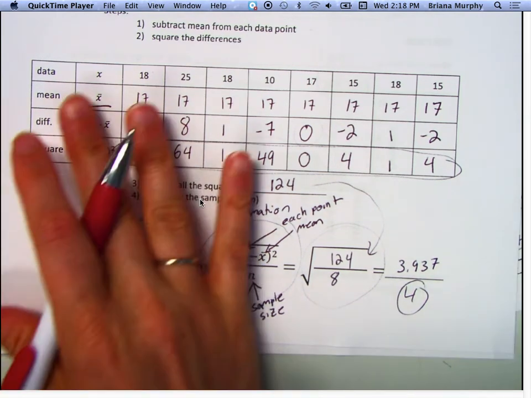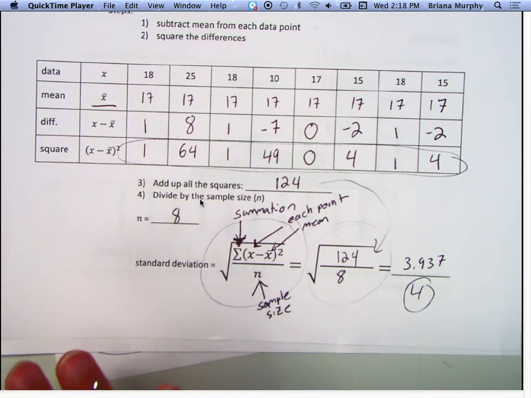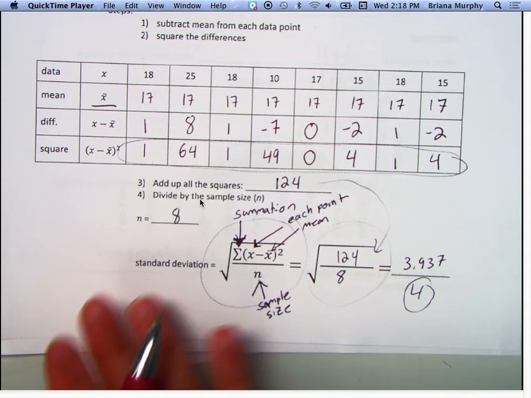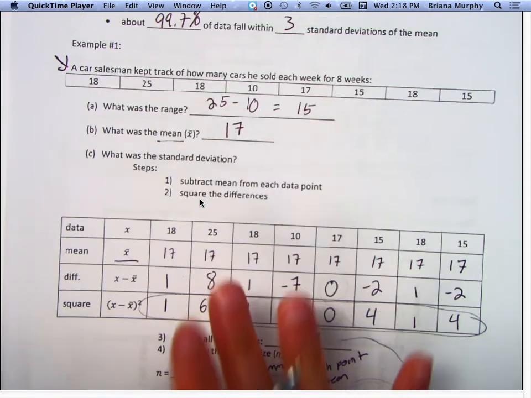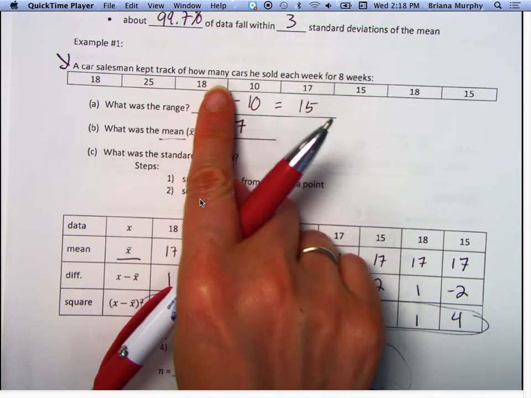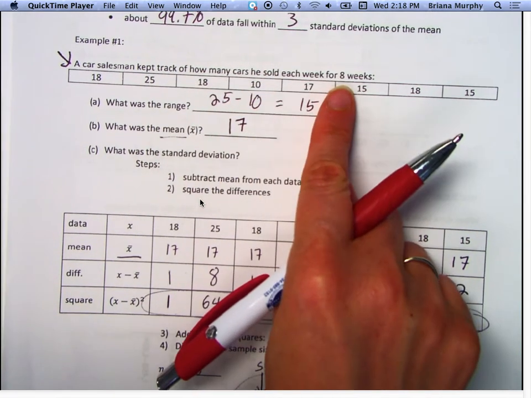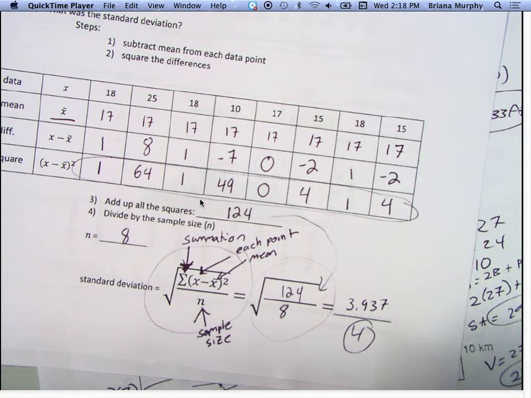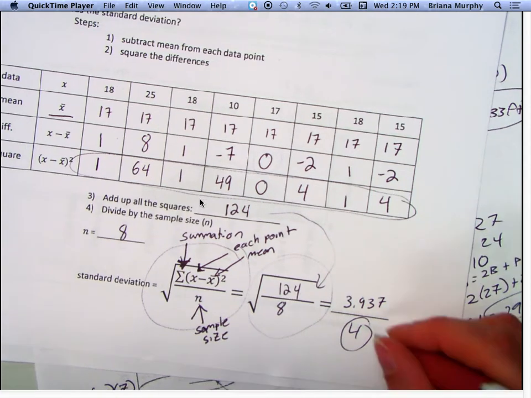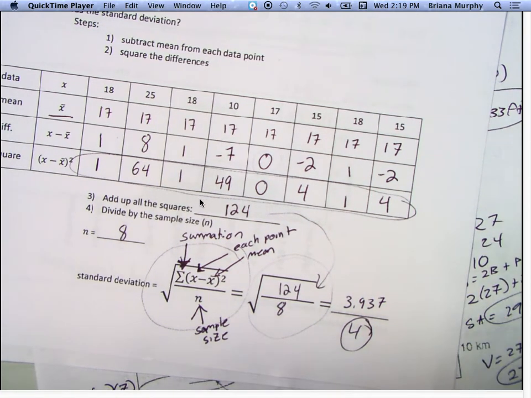Okay, now remember, I don't think I read this before, but at the top we have to know what this sample is. A car salesman kept track of how many cars he sold each week for 8 weeks. Do you get why I rounded up then? Can you have 3.9 of a car? No. So that's why we did 4.